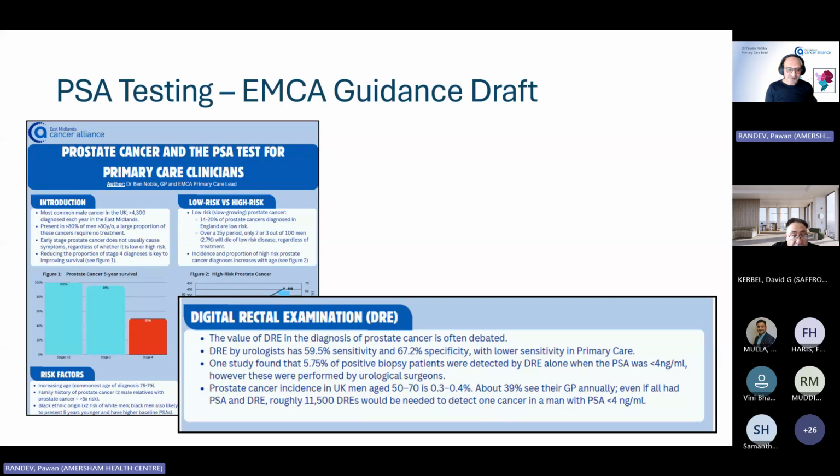The next thing I'm going to move on to is PSA testing.